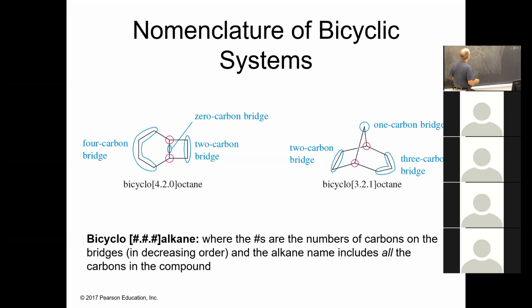This would be bicyclo 2,2,2. Bicyclo 2,2,2 octane. These are the two bridges. Cross two carbons going this way, cross two carbons going this way, and two carbons going this way. So this is bicyclo square bracket 2,2,2 octane. And again, we can check: 2 plus 2 plus 2 is 6, plus 2 for the bridgeheads would be 8.